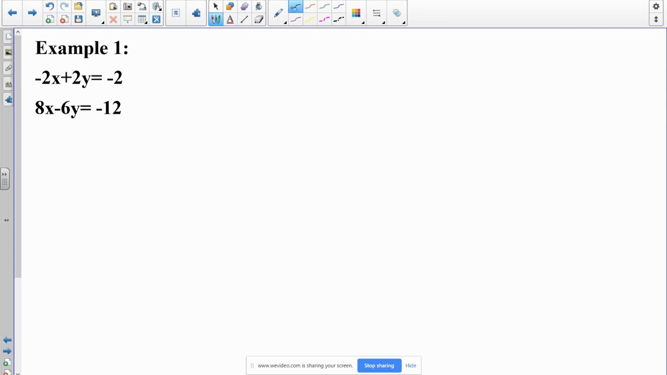So here's our system of equations. You're going to notice a little bit of difference. They're written with the x and y on the same side because that helps us set up for the elimination method. I'm just going to rewrite it so I have a little room to work here.